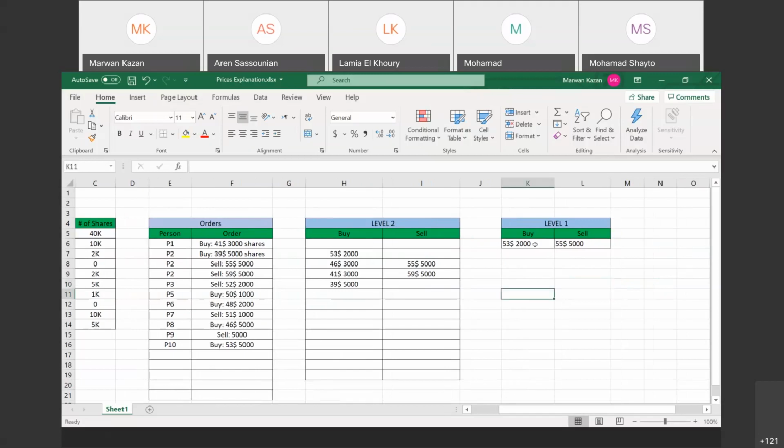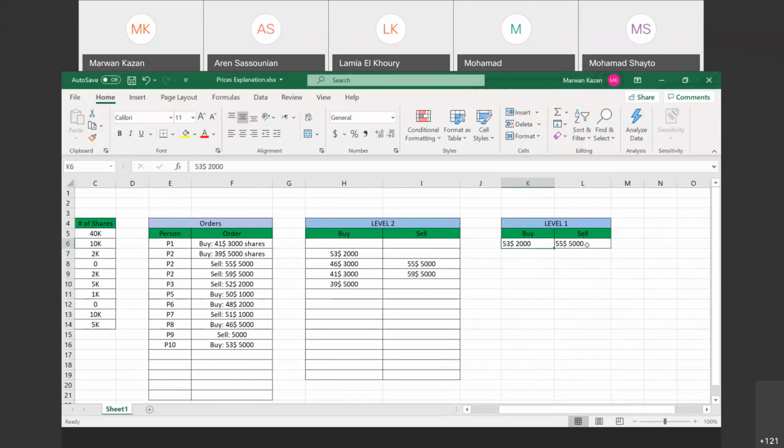Now, another note about level 1. Level 1, as we said, shows you the best price to sell and the best price to buy. As we see here, if I want to buy, guys, I buy from the seller because I'm a buyer, so I have to go to a seller to buy. I can buy at 55, and if I want to sell, I can sell at 53.